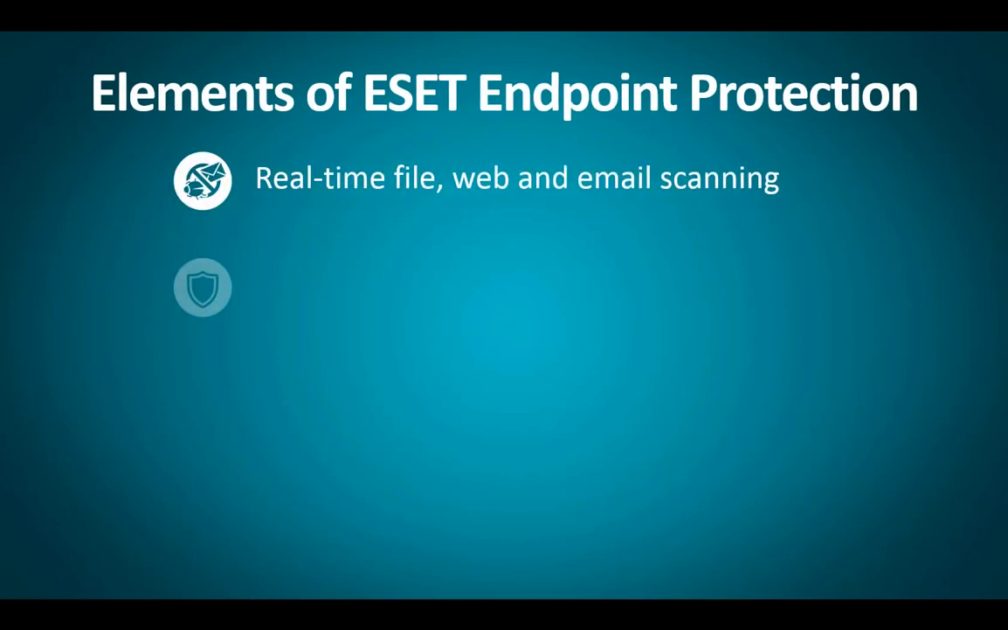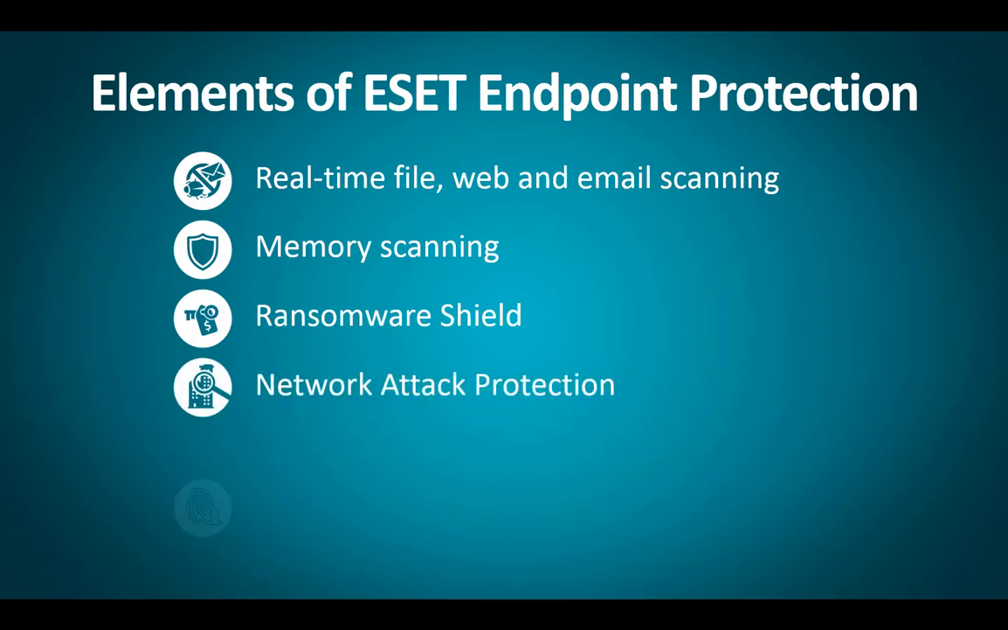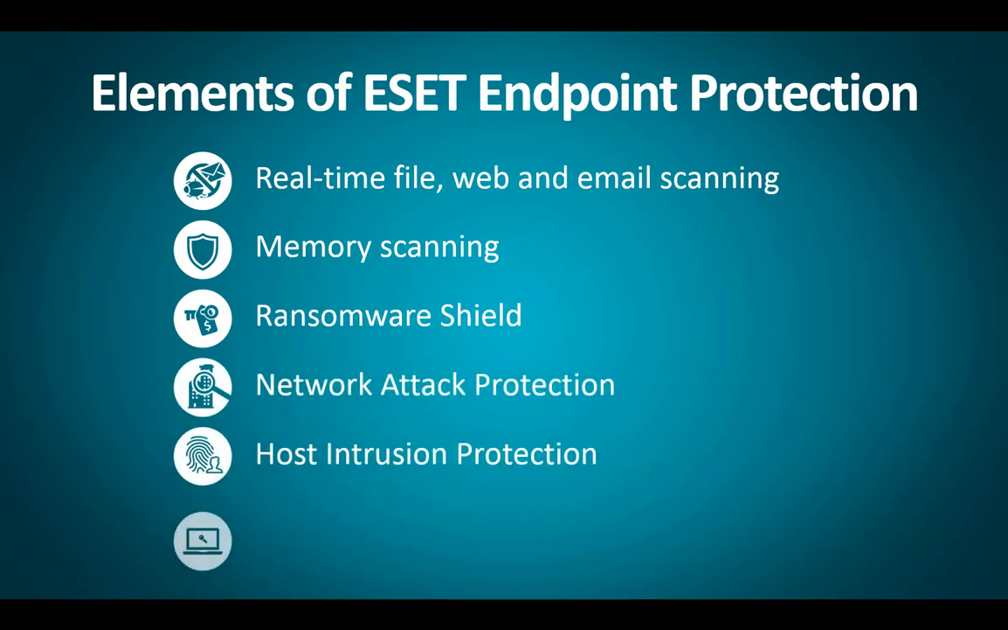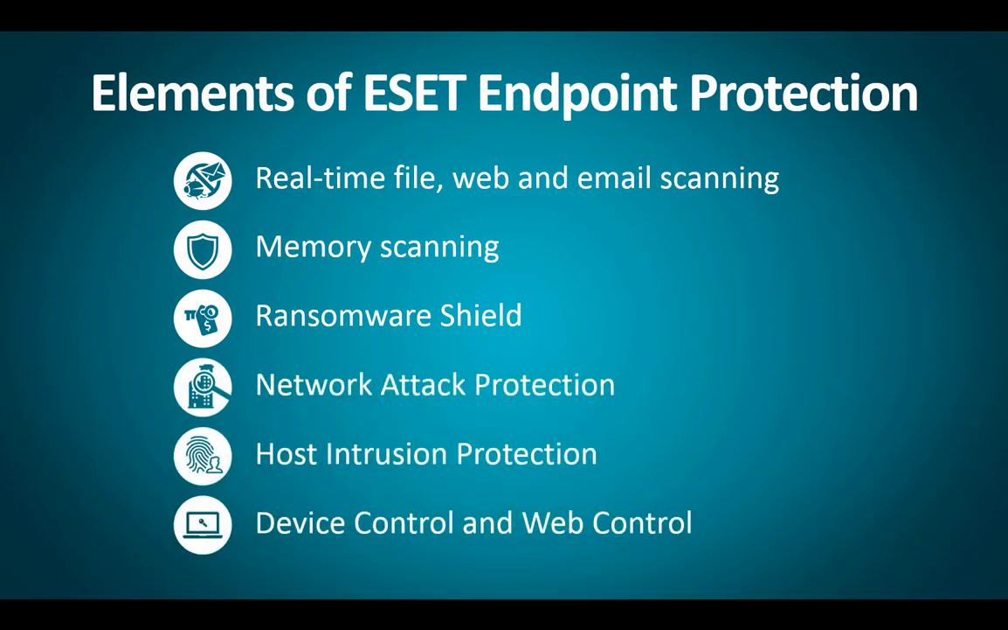ESET's endpoint security solution provides complete and layered protection for your endpoints. This includes antivirus, anti-malware, anti-spyware protection, ransomware shield, network attack protection, web scanning, email scanning, and also host-based intrusion prevention. In addition, ESET's endpoint provides web control, device control, and also a two-way application and port blocking firewall, all of which is configured and managed by a centralized policy.